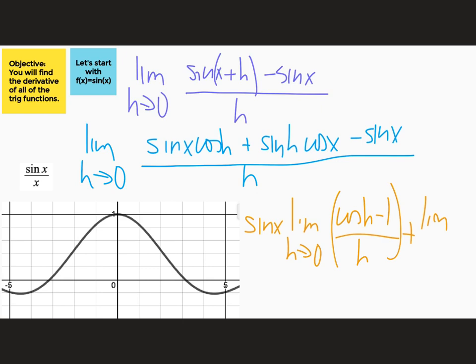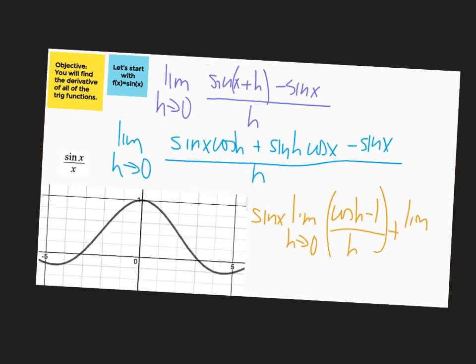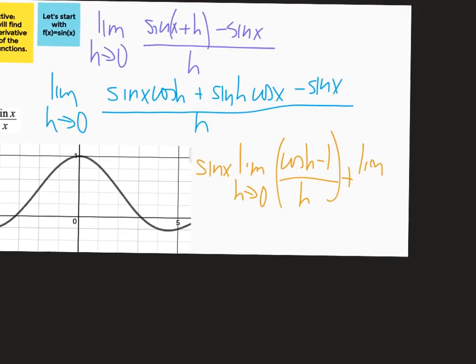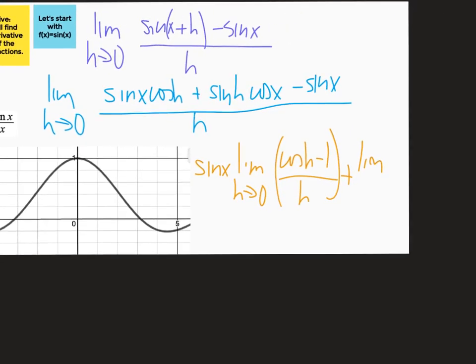I ran out of room, sorry. I'll just do that. The limit, I don't want the limit yet, that's why I paused, silly me. Let's take that cosine out. Cosine x, and then the limit as h goes to 0, sine h over h.